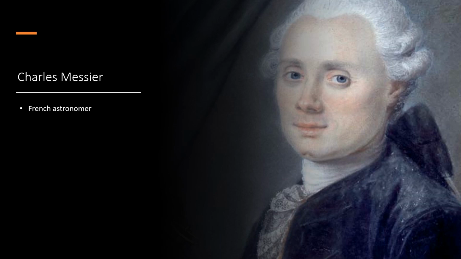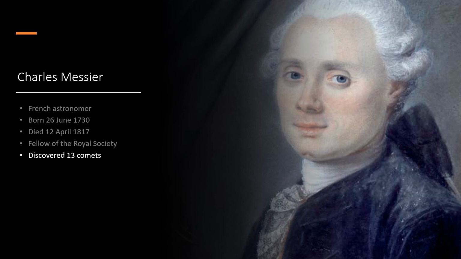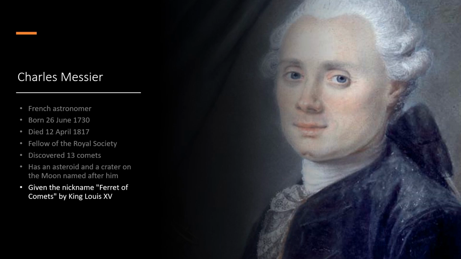Well, Charles Messier was a French astronomer. He was born on the 26th of June, 1730, and he died the 12th of April, 1817. He was a Fellow of the Royal Society. He discovered 13 comets. He has an asteroid and a crater on the moon named after him, and he was reportedly given the nickname the Ferret of Comets by King Louis XV.